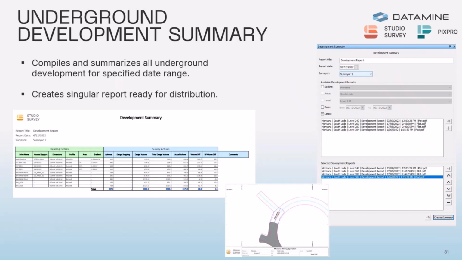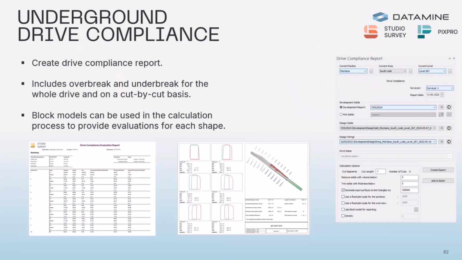From there, we have underground drive compliance. So they'll take your development for each level and compare it to the profile solids, give you overbreak, underbreak, on compliance, and once again can be added a block model to give you tons and grade. So you'll get a tons and grade for each section of that, both overbreak and underbreak.